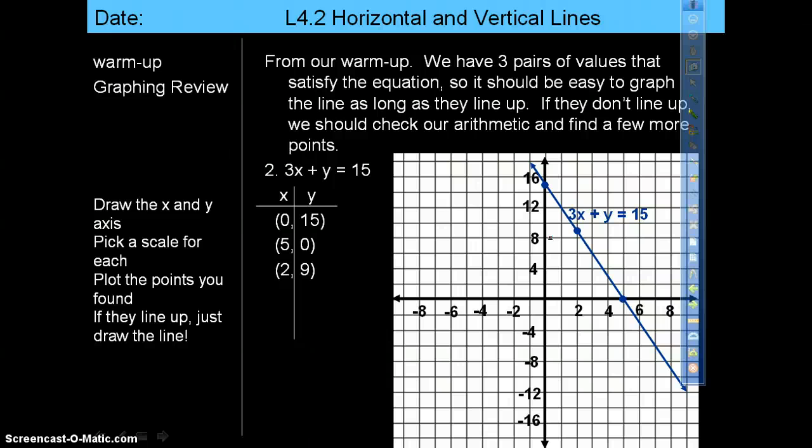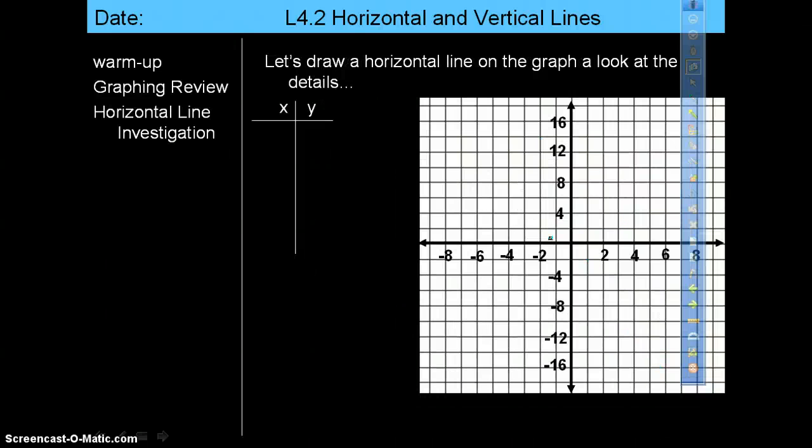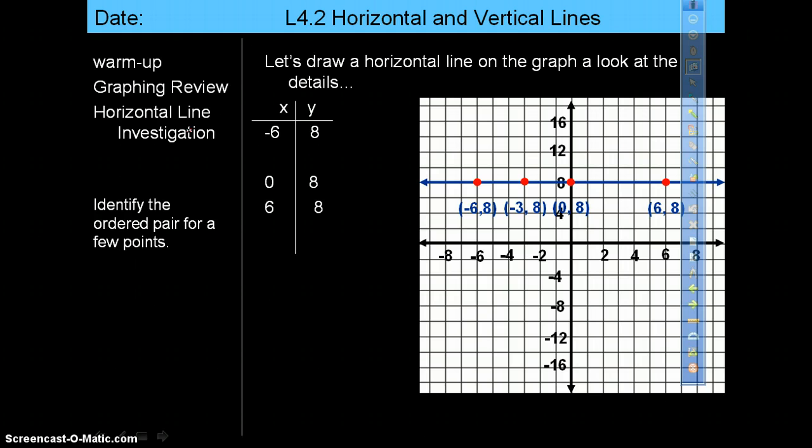Now, this lesson is specifically about horizontal and vertical lines. So let's do some horizontal line investigation. Let's just begin by drawing a horizontal line on the graph. There's a horizontal line on the graph. Let's identify a couple of ordered pairs on this line. So here's one: (-6, 8), (0, 8), (6, 8), (-3, 8).